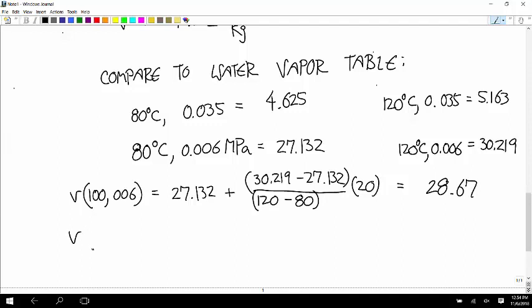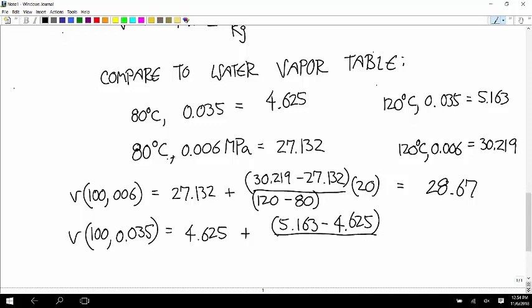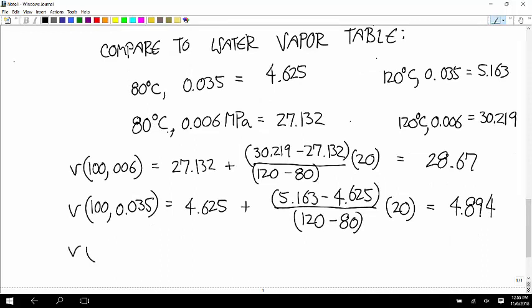Okay, and then the specific volume at 100 and 0.035 is 4.625 plus quantity 5.163 minus 4.625 divided by 120 minus 80, and then times 20. And what do you get for that? 4.894.